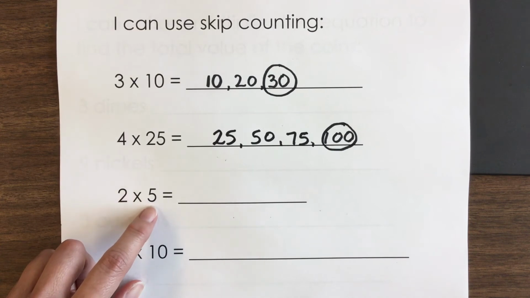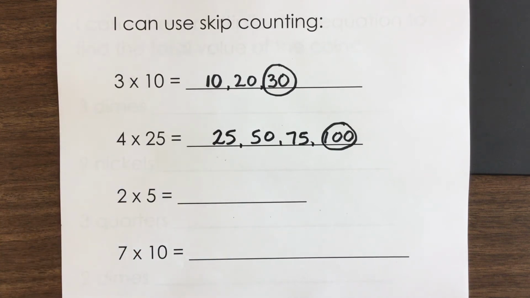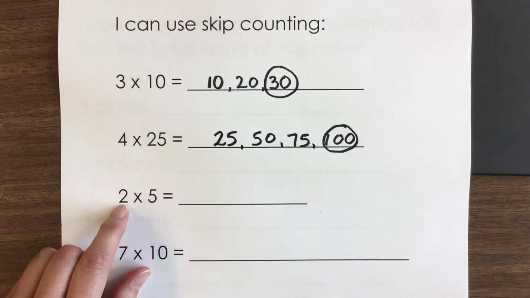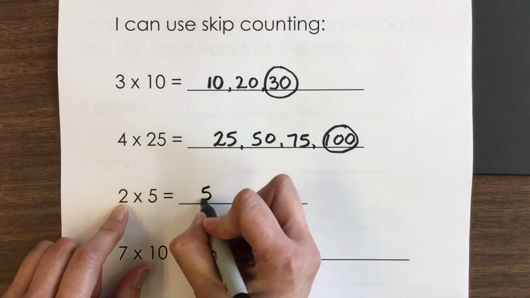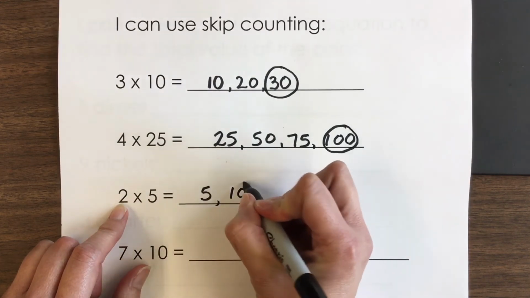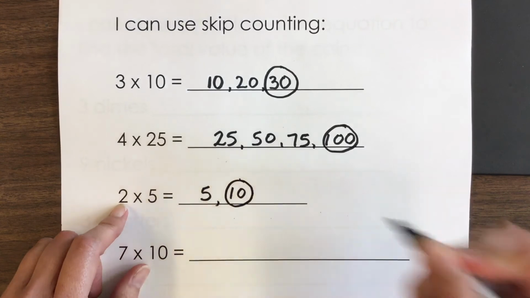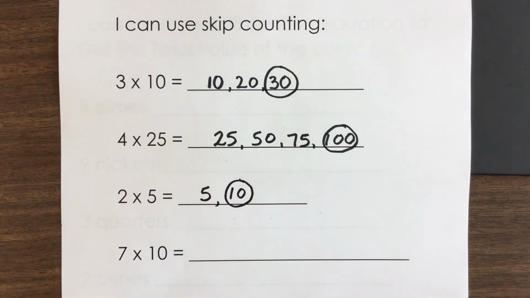See, I had 2 nickels. What would that equal? Well, I'm going to skip count by 5 2 times. 5, 10. My answer is 10. Finally, let's take a look at this example.